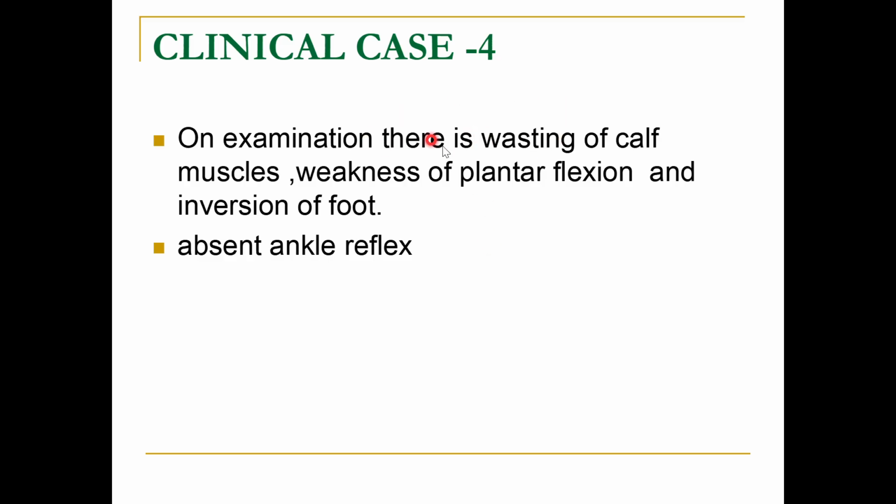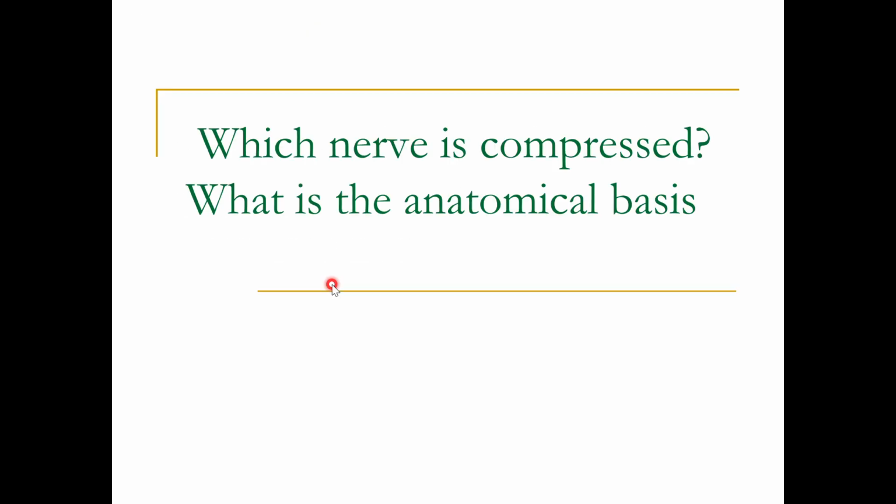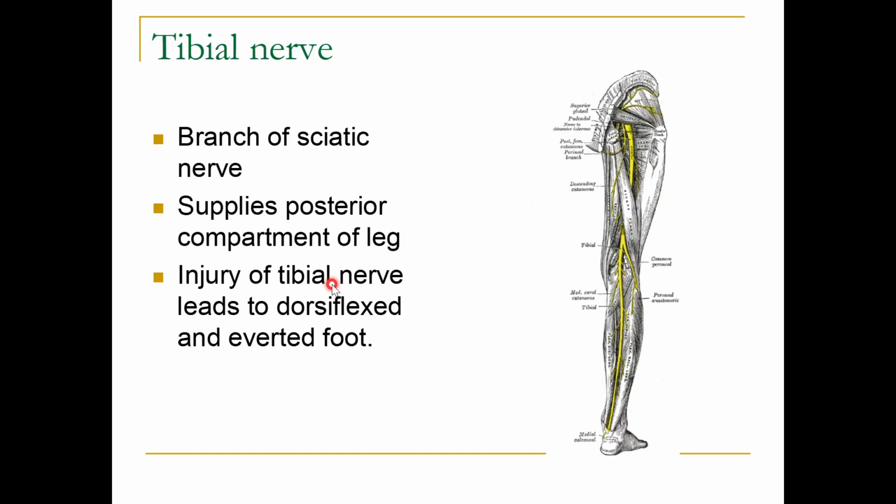On examination, there is wasting of muscles of the calf and weakness of plantar flexion and there is weakness of inversion of foot. There is an absent ankle reflex. So which nerve is compressed and what is the anatomical basis? It is the tibial nerve which is affected, which is a nerve present in the popliteal fossa. It's a branch of the sciatic nerve, mainly supplying the posterior compartment of the leg.